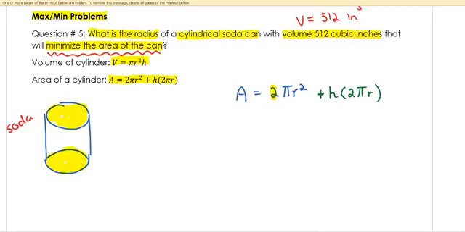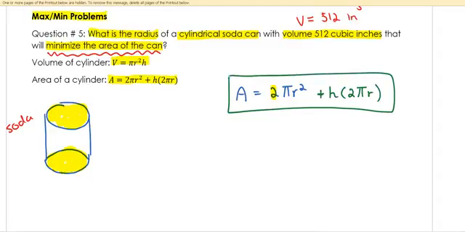Obviously I want to minimize this expression because it says minimize the area. The problem is I do have an h here, okay? So the goal of these max-min problems is that you want to make sure you just have one variable in your equations before you take the derivative. So I have an r and h. Since I've done this problem a few times, let's go ahead and try to eliminate this h. And how do I eliminate that h?